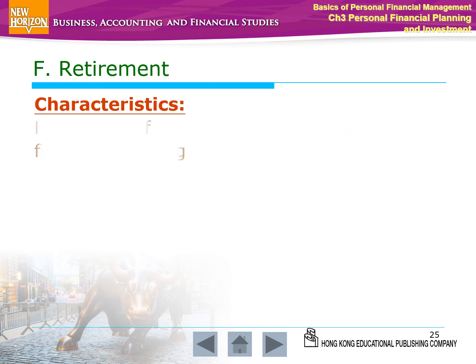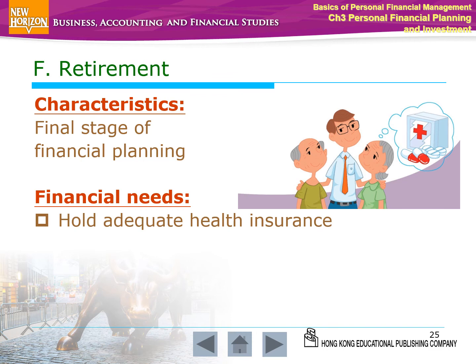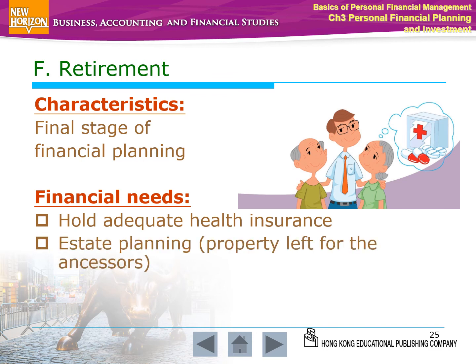All right, the retirement characteristic is the final stage of financial planning. The financial needs, of course, health insurance is very important. You should plan for the estate planning. Estate planning means you may have some property left for your ancestors. So you should have a good planning. Examples, estate planning.